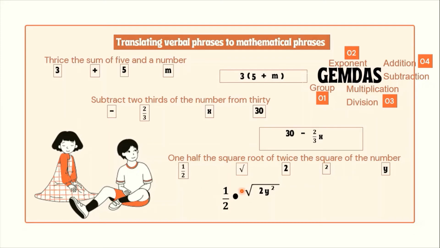Yung 1, pwede nating i-multiply dito, the square root of twice the square of the number, which is sarili niya pa rin because multiplied lang siya by 1. And then 2, multiplied sa invisible 1 na ating denominator, which is 2.